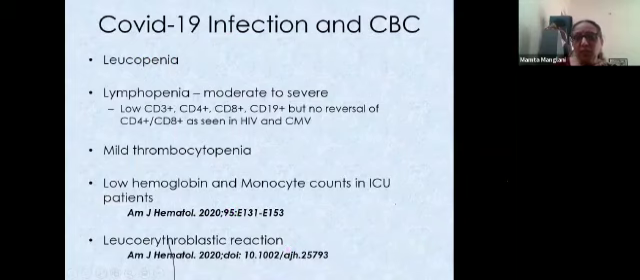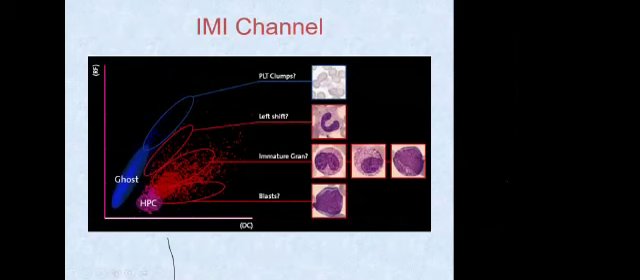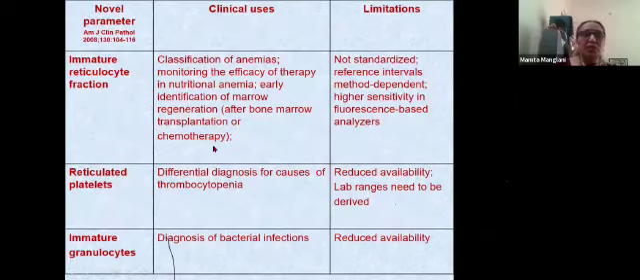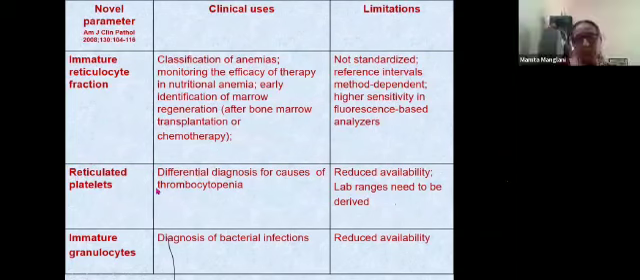I'm really not going to deal with this, but nowadays we have IMI channels also in counters which are hi-fi, and they can give you immature white cells also in a scatterogram as well as counts. So there are many other novel parameters which one can use. I already told you about immature reticulocyte fraction. Reticulated platelets have not been very useful. Immature granulocytes help us, but again are not available to all of us.